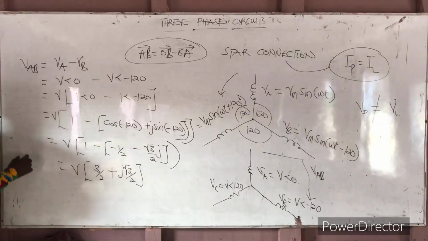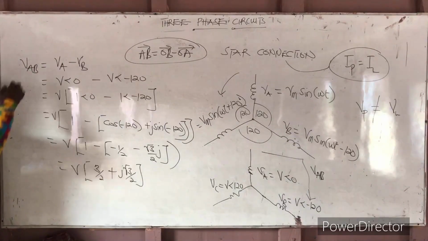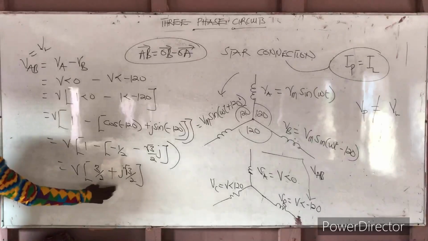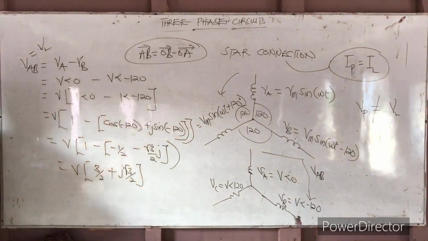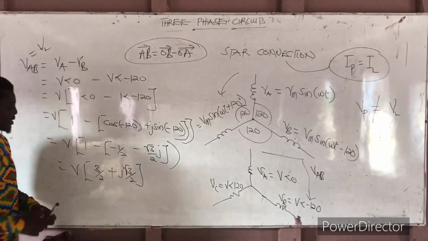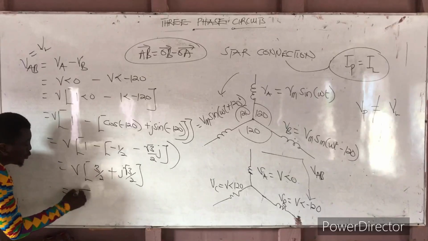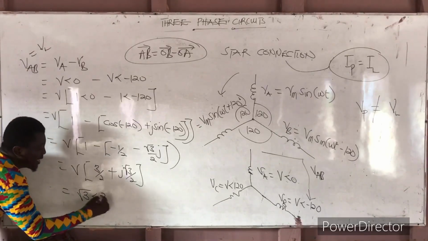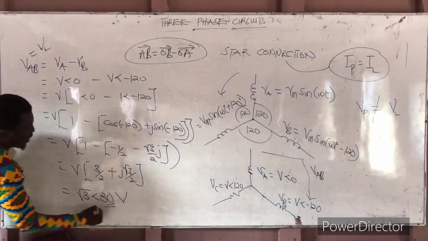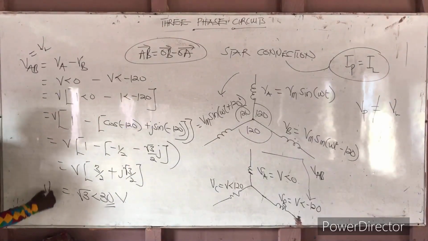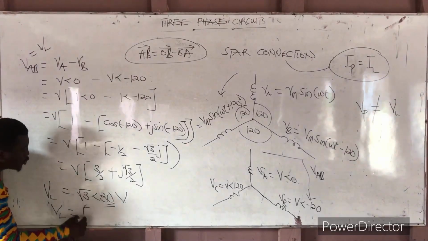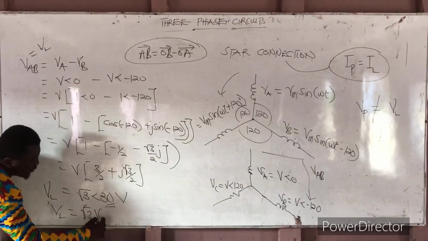So basically, this VAB refers to the line voltage. When you enter this on the calculator, in complex number mode, and convert this to the polar form that we know, we are going to get root of 3 angle 30 of V. But we are not interested in the phase. So it means our line voltage is going to be equal to root of 3 of our phase voltage.